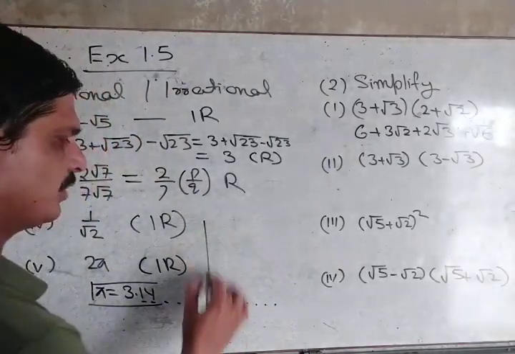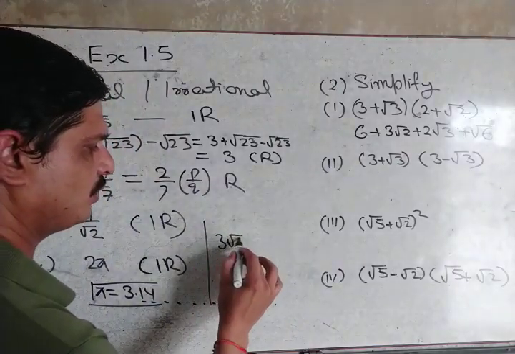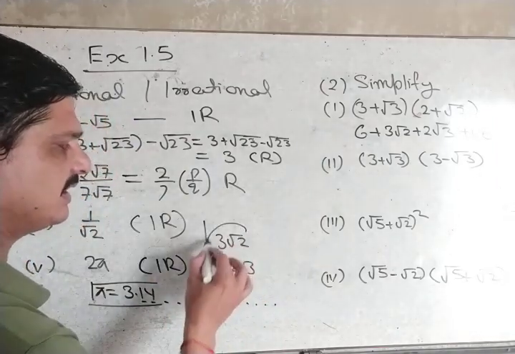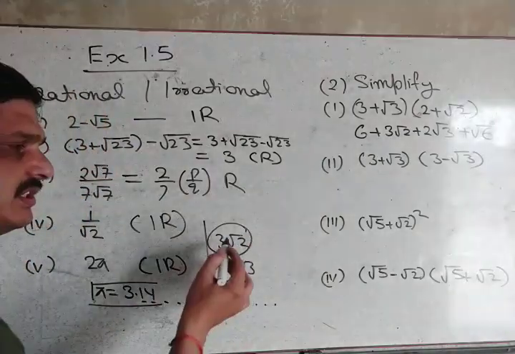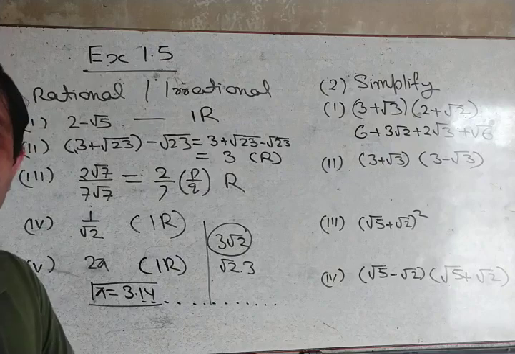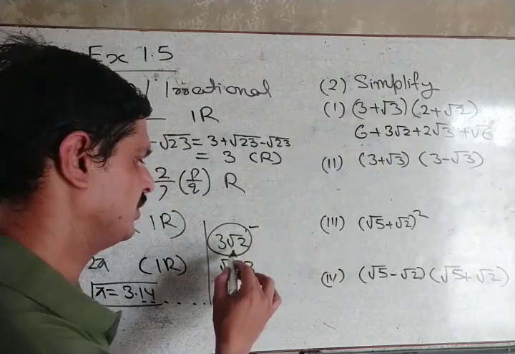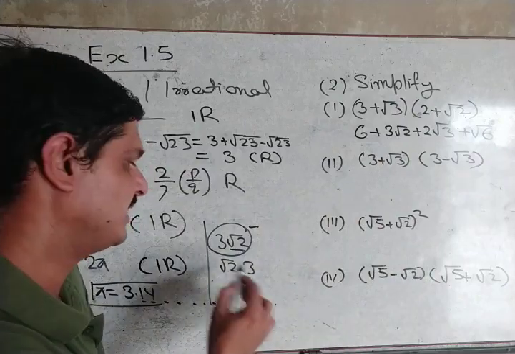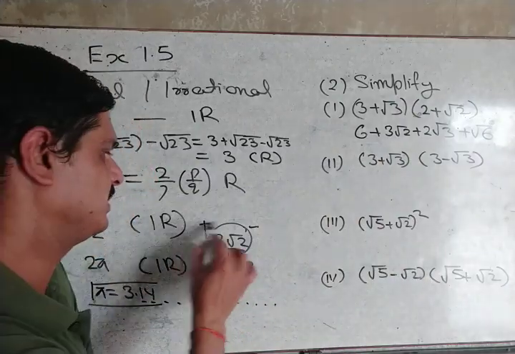Although you can write 3 root 2 or root 2 3, this is the best way because this is considered the actual method. So always write the root on the right hand side, and on the left hand side you have to write the integral value. So please take care of this.